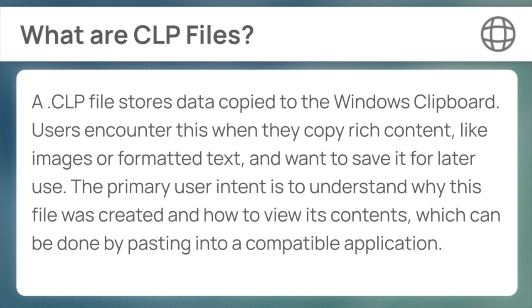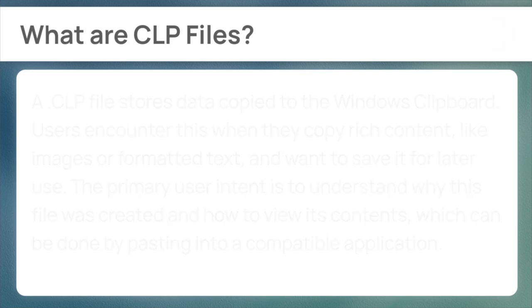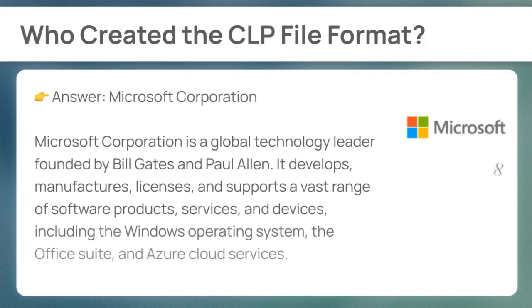A CLP file stores data copied to the Windows Clipboard. Users encounter this when they copy rich content, like images or formatted text, and want to save it for later use. The primary user intent is to understand why this file was created and how to view its contents, which can be done by pasting into a compatible application.